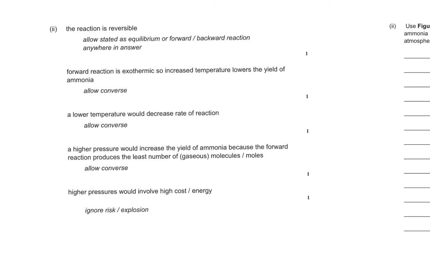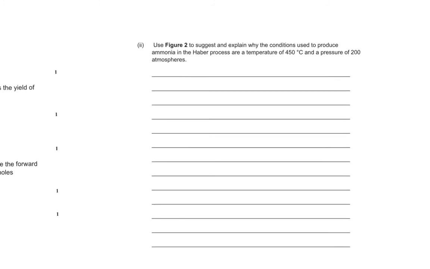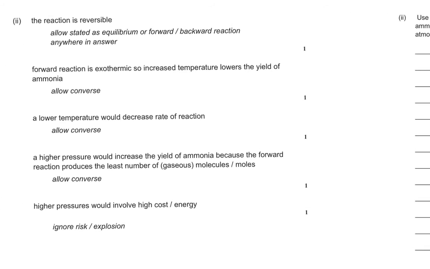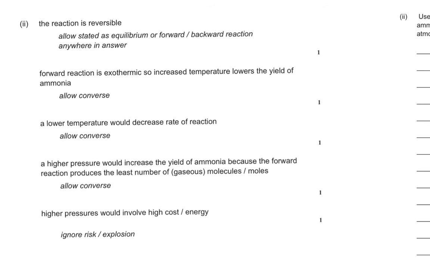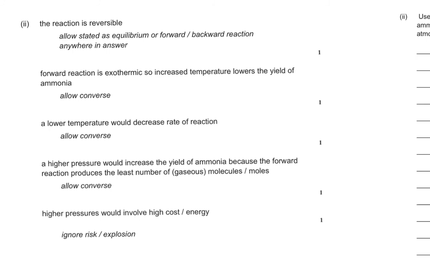So the first point in this mark scheme you might be a bit confused by. It says the reaction is reversible. Now let me be clear. You're not necessarily going to need to write very bluntly the reaction is reversible at the beginning, because I can appreciate how you might look at that question and say, well, how does that make sense? How is that a natural start? But if you look at what they accept, which is what this bit in italics underneath is, allow stated as equilibrium or forward backward reaction anywhere in the answer.